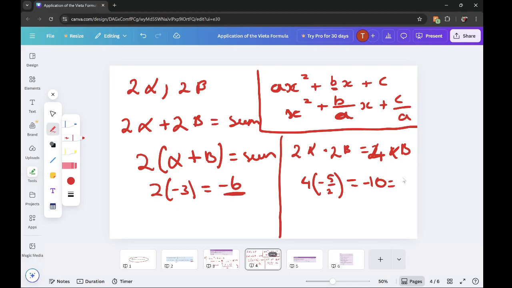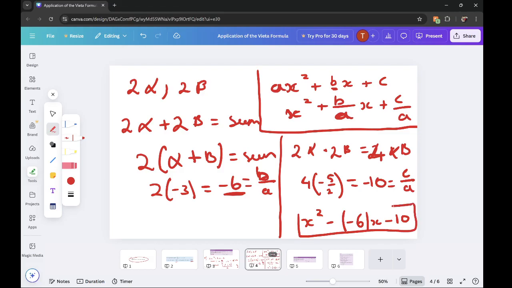So this essentially is your c over a, and this is your b over a. Do you see how I'm linking these now? And now since you know this, you can write your final quadratic equation as x squared minus of minus 6, so x squared plus 6x minus 10, as your final quadratic equation.